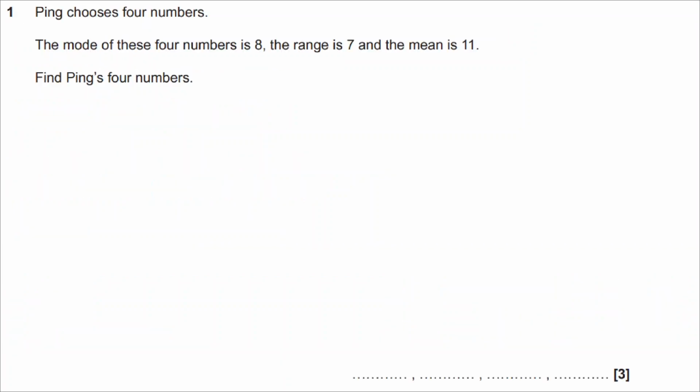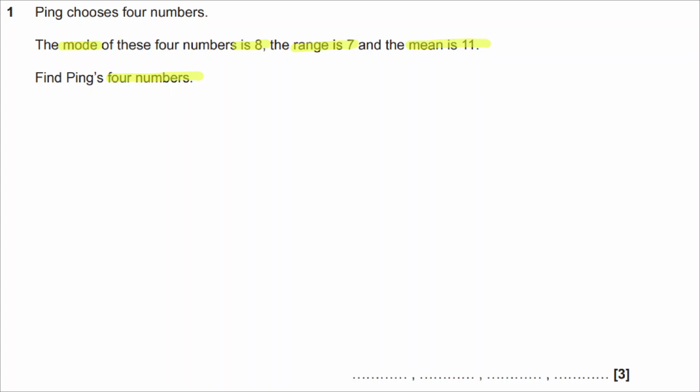So question 1 is: Ping chooses 4 numbers. The mode, the most common of these numbers, is 8. The range, the difference, is 7, and the mean, the average, is 11. Find Ping's 4 numbers. Now, let's begin by looking at the mean here, and to get the mean, you've got to go and add everything together.